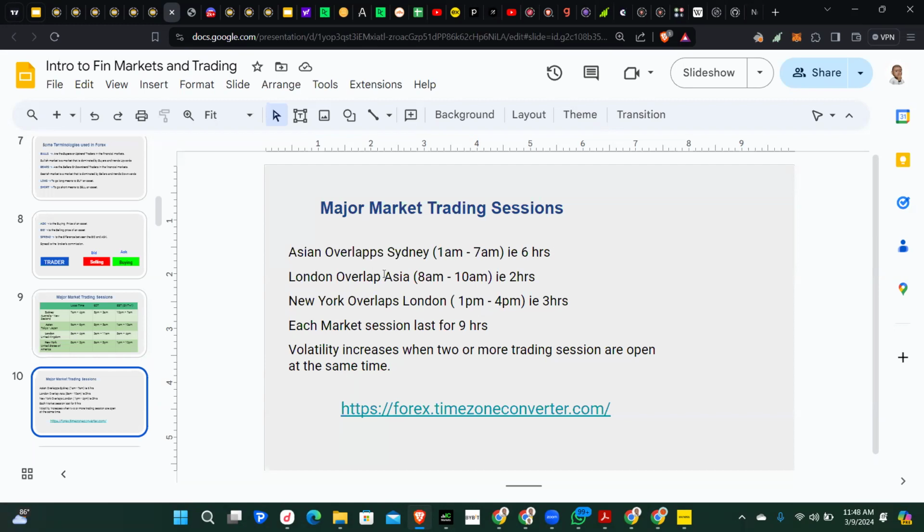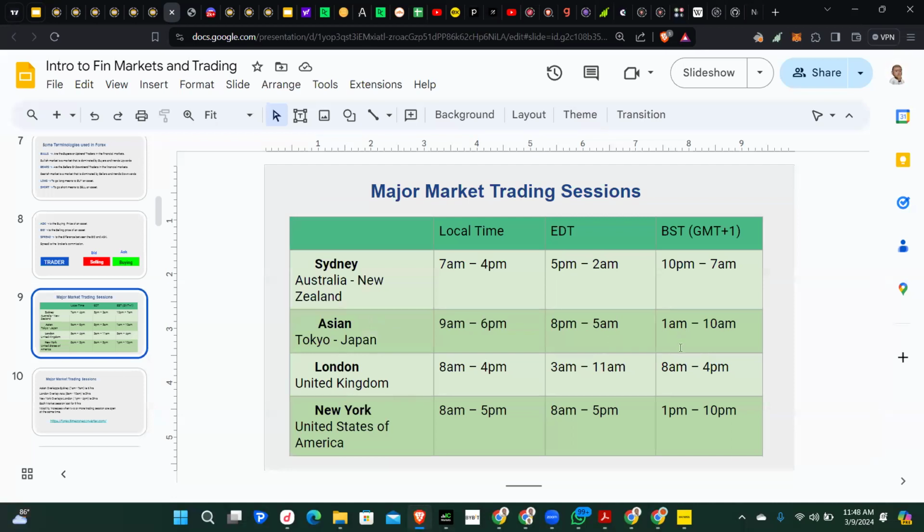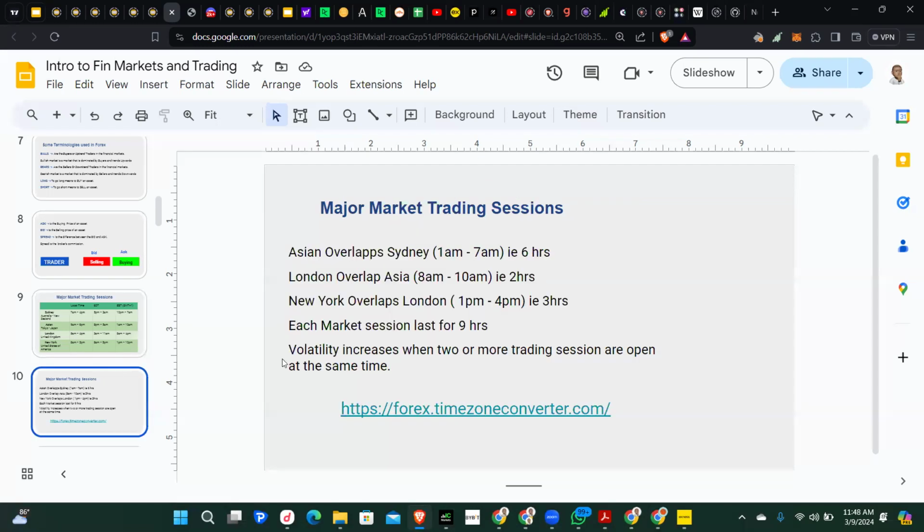Then London overlaps with Asia, but that's just for 2 hours. Asia runs from 1 a.m. to 10 a.m., while London opens by 8 a.m. So that's just a 2 hour overlap. So it's not really significant, but it's significant.